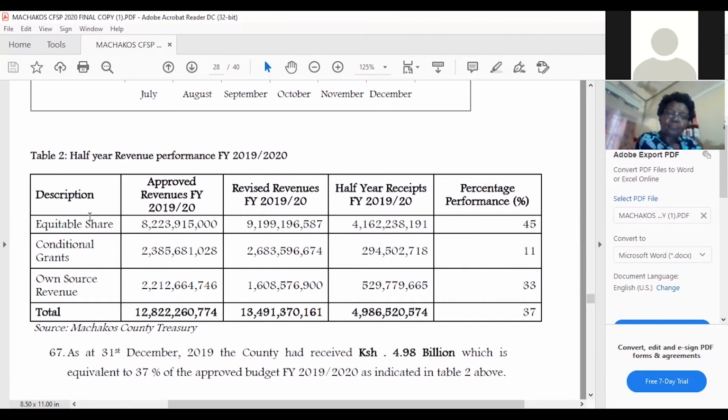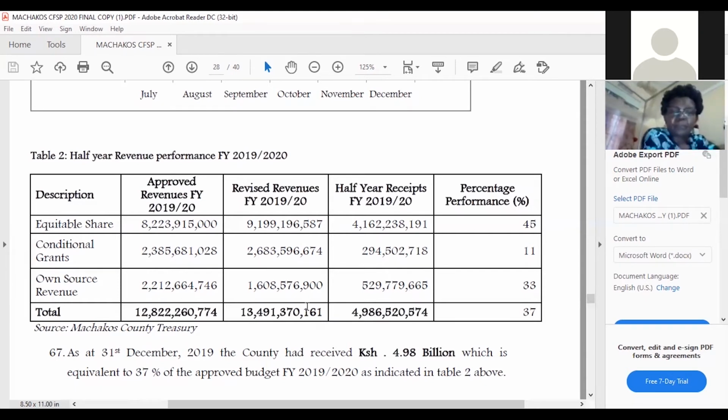So a county generates revenue from the equitable share, conditional grants, and on-source revenue. The equitable share and conditional grants come from the national government. Okay. And then on-source revenue is from the county. So you can find that the county of Machakos for the financial year 2019-2020 managed to get 4.98 billion.